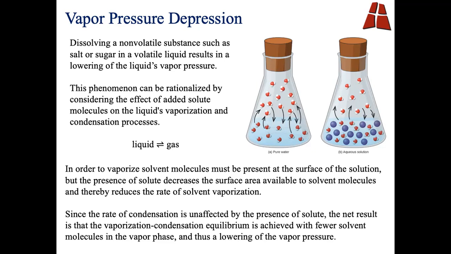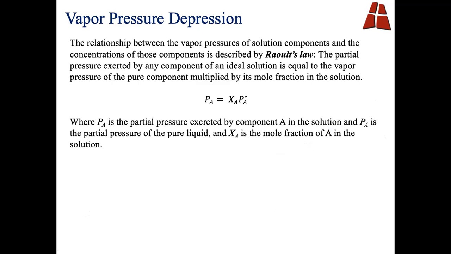And so again, our net result is that our vapor pressure is going to be lowered. That is because we have solute molecules that are taking up spots on the top of our solution and preventing the vaporization of, in this case, water, which is our solvent. We can measure this using something that looks similar to Henry's law, but this is called Raoult's law.